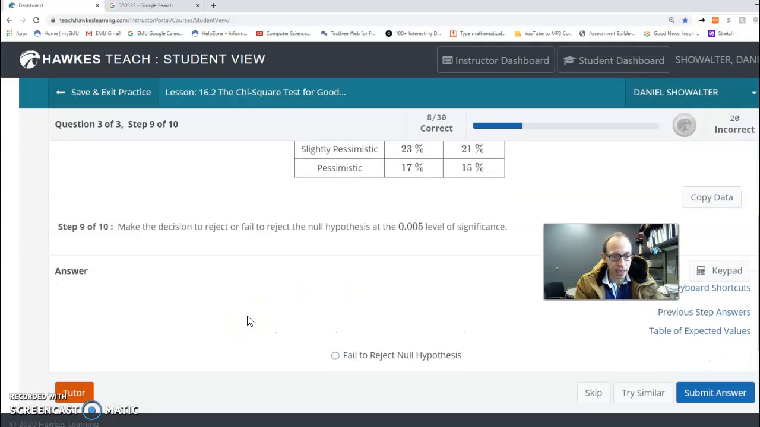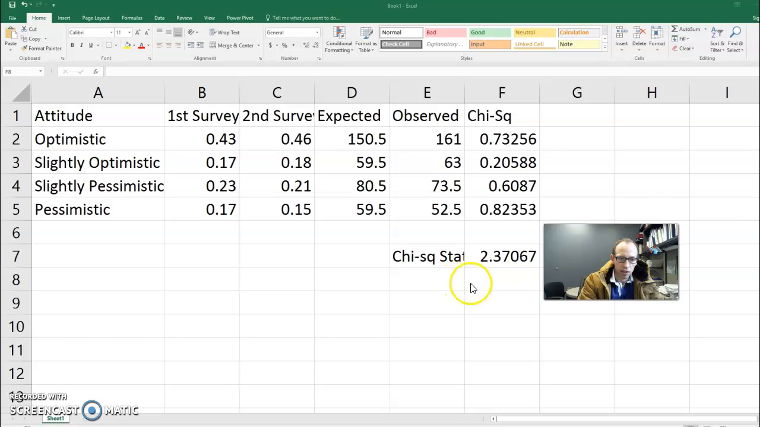Okay, and now we need to get the p-value. In order to decide whether or not this was... you know what? We actually don't need that because we know our chi-squared statistic is 2.37. And on a goodness of fit, we have to be beyond the critical value. Well, we just found the critical value was 12.838. We're certainly not beyond that. So our answer should be that we fail to reject. We did not get further out in the tail than our critical value.